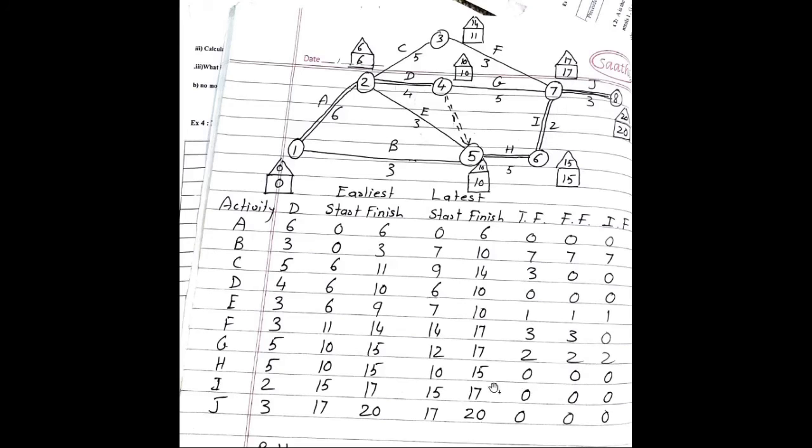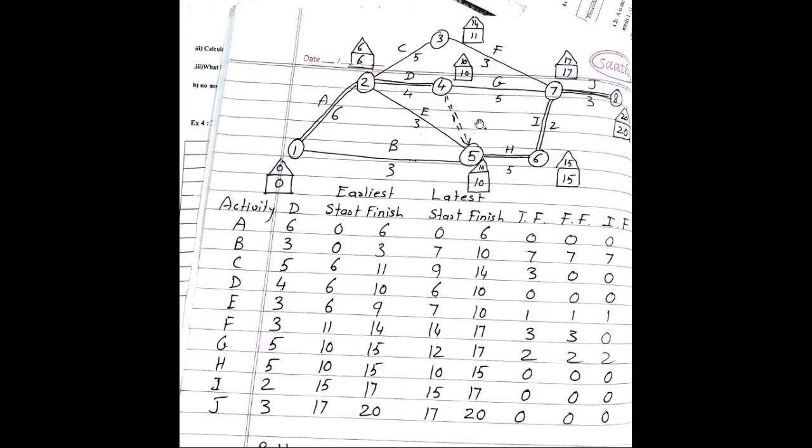Independent float. Independent float is the amount of time available when preceding activities are completed at their latest permissible times and all the following activities can still complete at their earliest possible time. So independent float, the formula becomes Ej minus Li minus Tij.